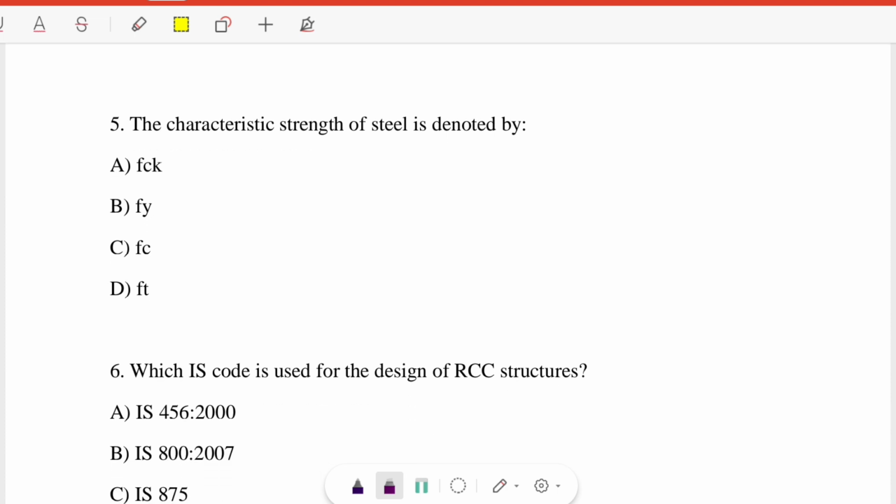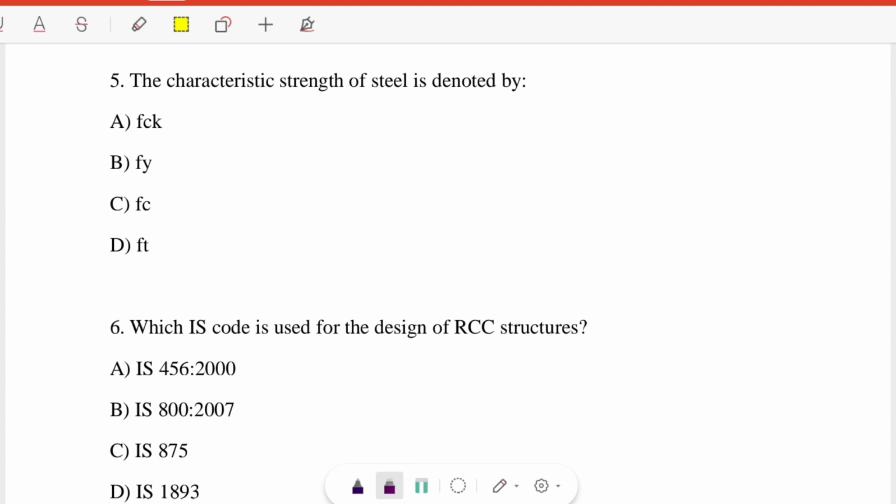Next question, the characteristic strength of steel is denoted by option A FCK, option B Fy, option C FC and option D FT. So the Fy is the correct answer. Option B is the correct answer.